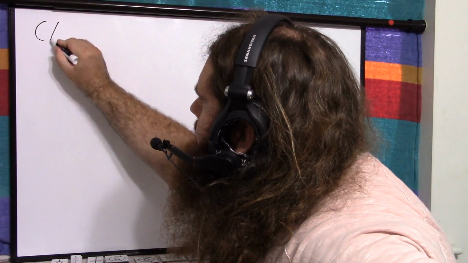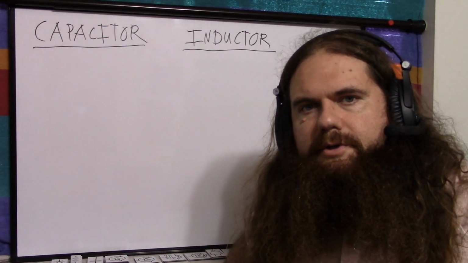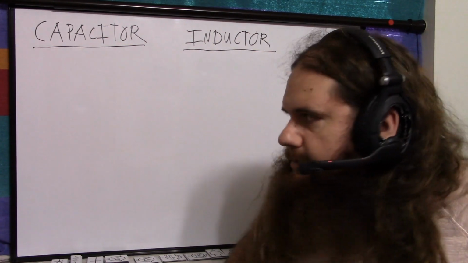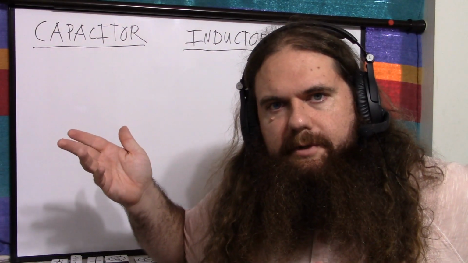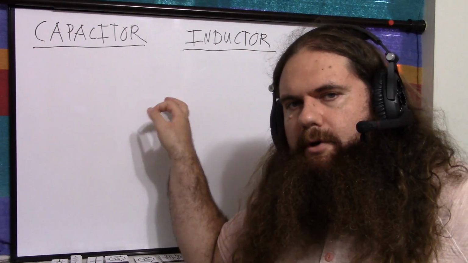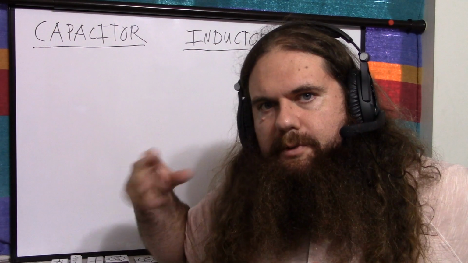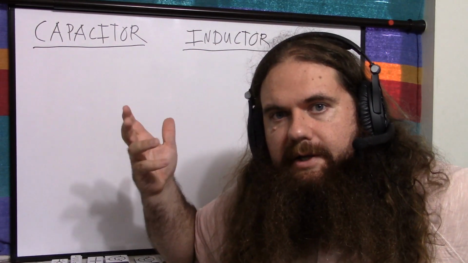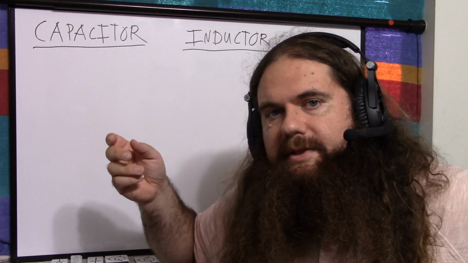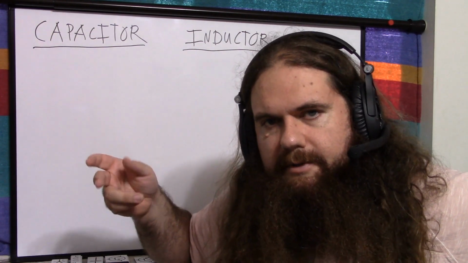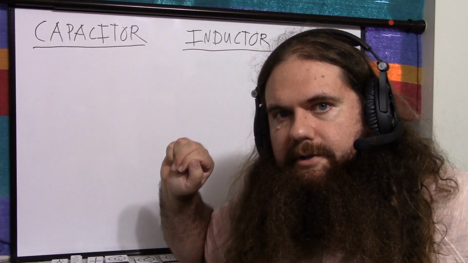Both a capacitor and an inductor are short-term energy storage devices, where a battery would be a long-term storage device for energy. They both will hold little bits of energy in one form or another and then release it. They'll hold it quickly and release it quickly, and we can use them to implement interesting things like filters and timers. But fundamentally, they're energy storage devices.